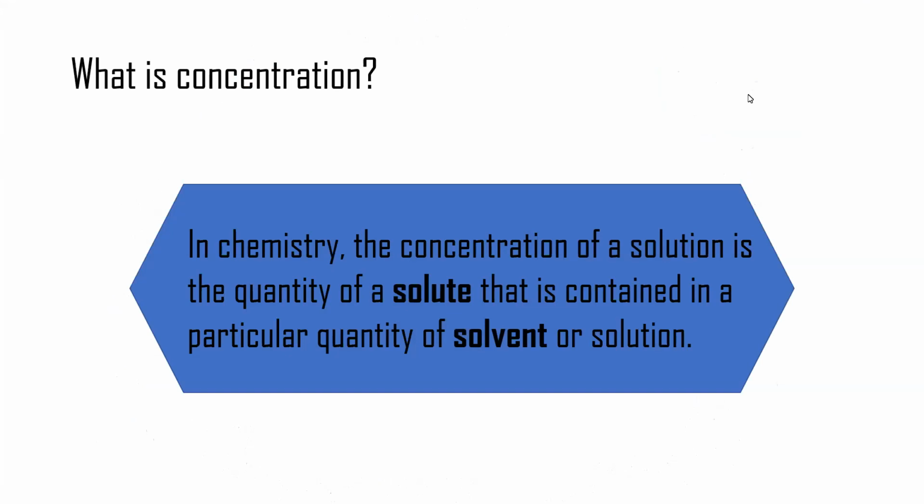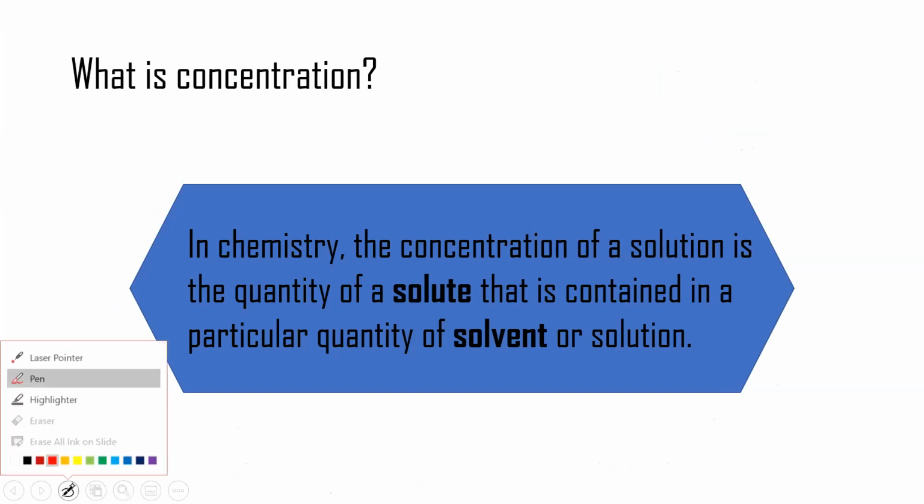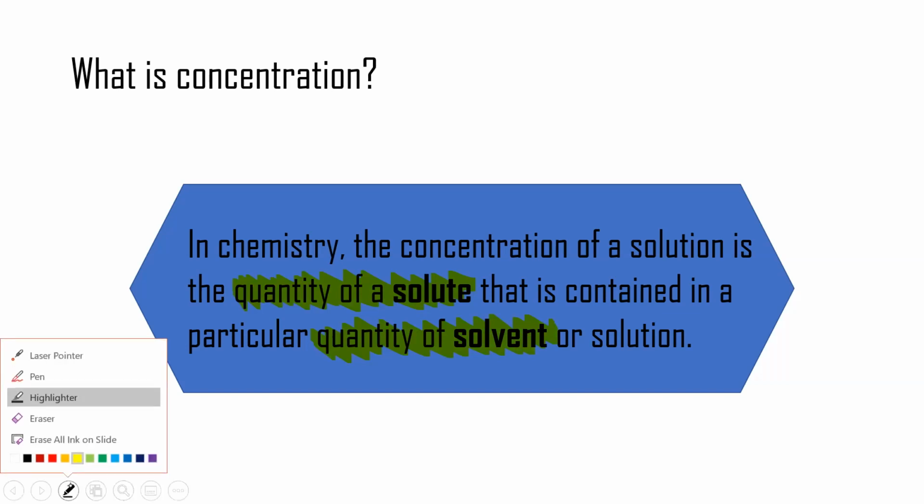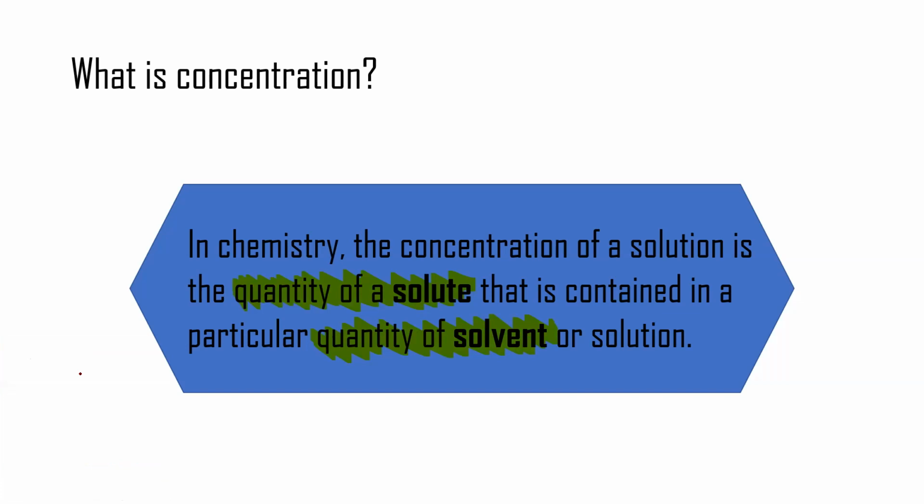In chemistry, the concentration of a solution is the quantity of solute that is contained in a particular quantity of solvent or solution. So, quantity of solute, important, dissolved in a quantity of solvent. So this is a ratio. Concentration is a ratio between the solute and the solvent. Very important to note. As a ratio, this ratio will be constant, which means that it will not change.